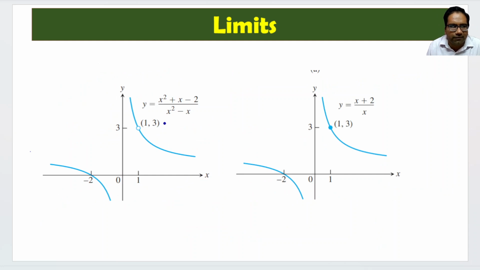So here, this is the graph, right? X square plus x minus 2. Here, there is a hole here. Here, that 1, 3 is there. So we'll take this point and call limit here as 3. Limit x tends to 1 for this function, we'll call it as 3. Right, guys?